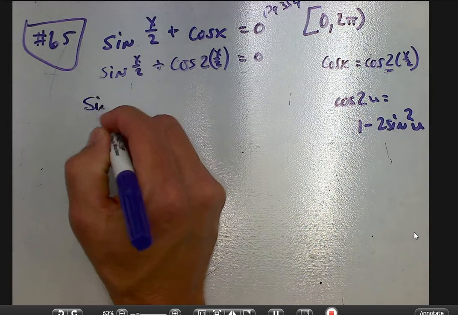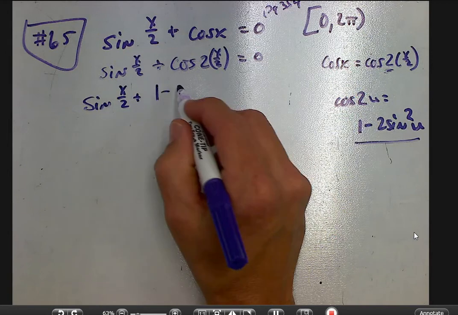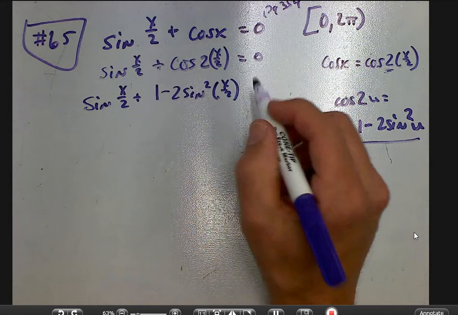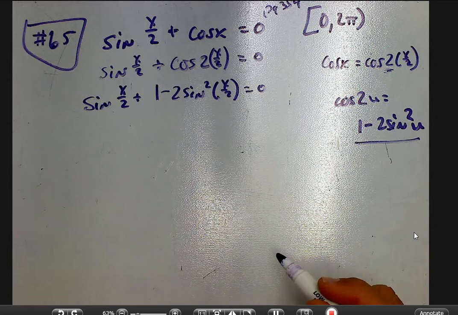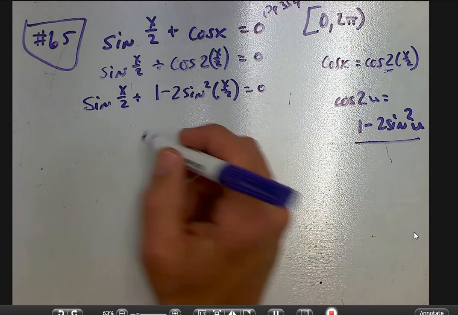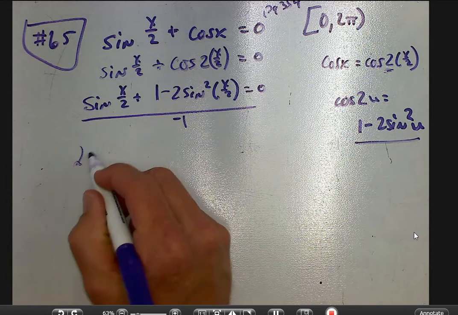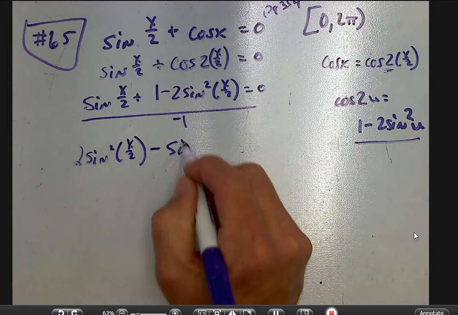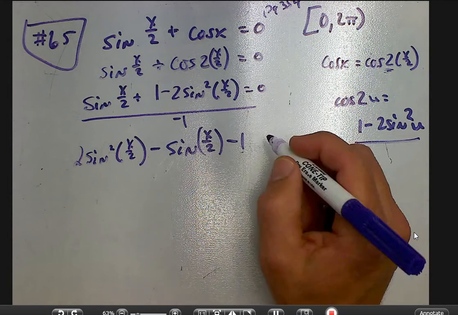The sine of x over 2 plus 1 minus 2 sine squared of x over 2 equals 0. Now I'm going to write this in an order that makes sense. Since my sine squared is negative, I'm going to divide everything by negative 1, and I'm going to write the sine squared first, so it's 2 sine squared of x over 2 minus sine of x over 2, and then minus 1 equals 0.